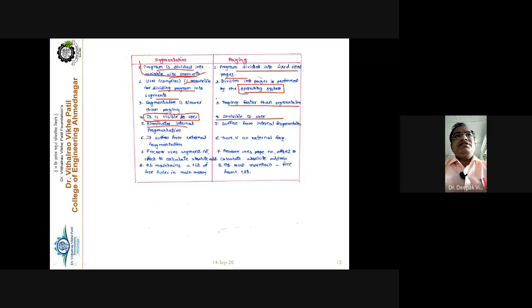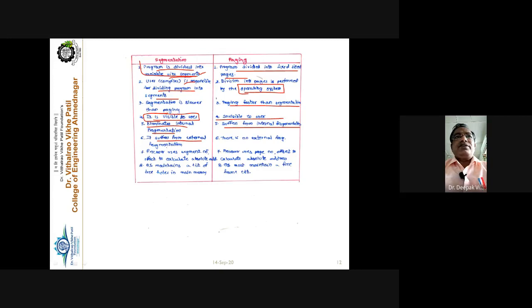Segmentation eliminates internal fragmentation. Yes, of course, there is no internal fragmentation because if the segment requires 400K of memory, then the 400K is totally utilized by that particular segment, right? But in case of paging, internal fragmentation may be there because there are fixed size pages. It may happen that the page is of size 4 KB, but it uses only 2 KB or 3 KB, so the rest of the 1 KB will be internal fragmentation for that particular page.